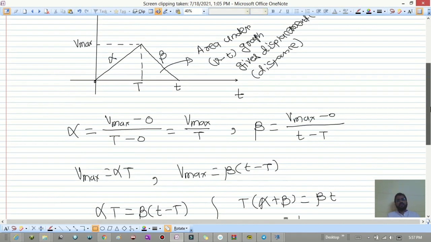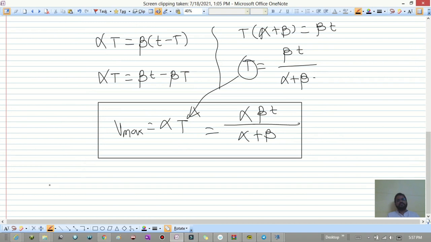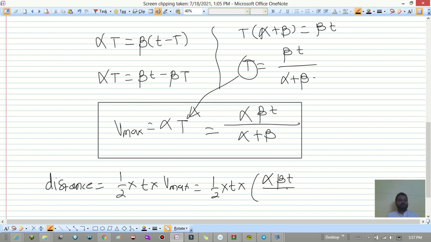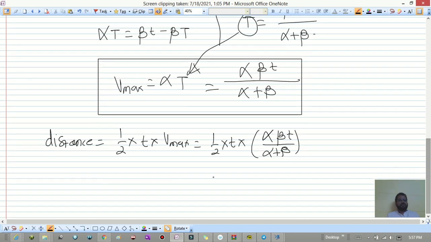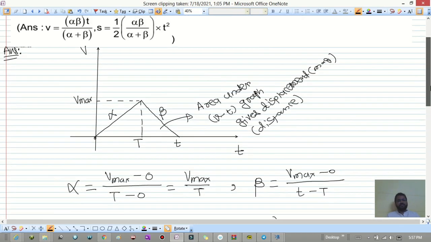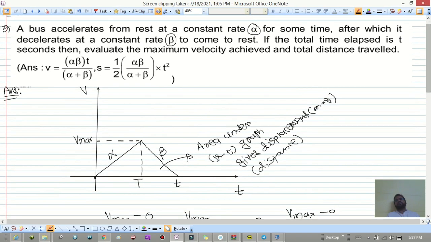Once we got the maximum value of the velocity, we can calculate the area under this graph. What is the area under this graph? It is the half base into height. So distance is equal to 1 by 2, base over here is t, into height over here is Vmax, which is equal to 1 by 2 into t into alpha beta small t divided by alpha plus beta. And what is the answer then? Alpha beta t square divided by twice of alpha plus beta. And as you can see, this is the displacement or the distance, and this is the velocity we have. So I hope this is clear to you all.